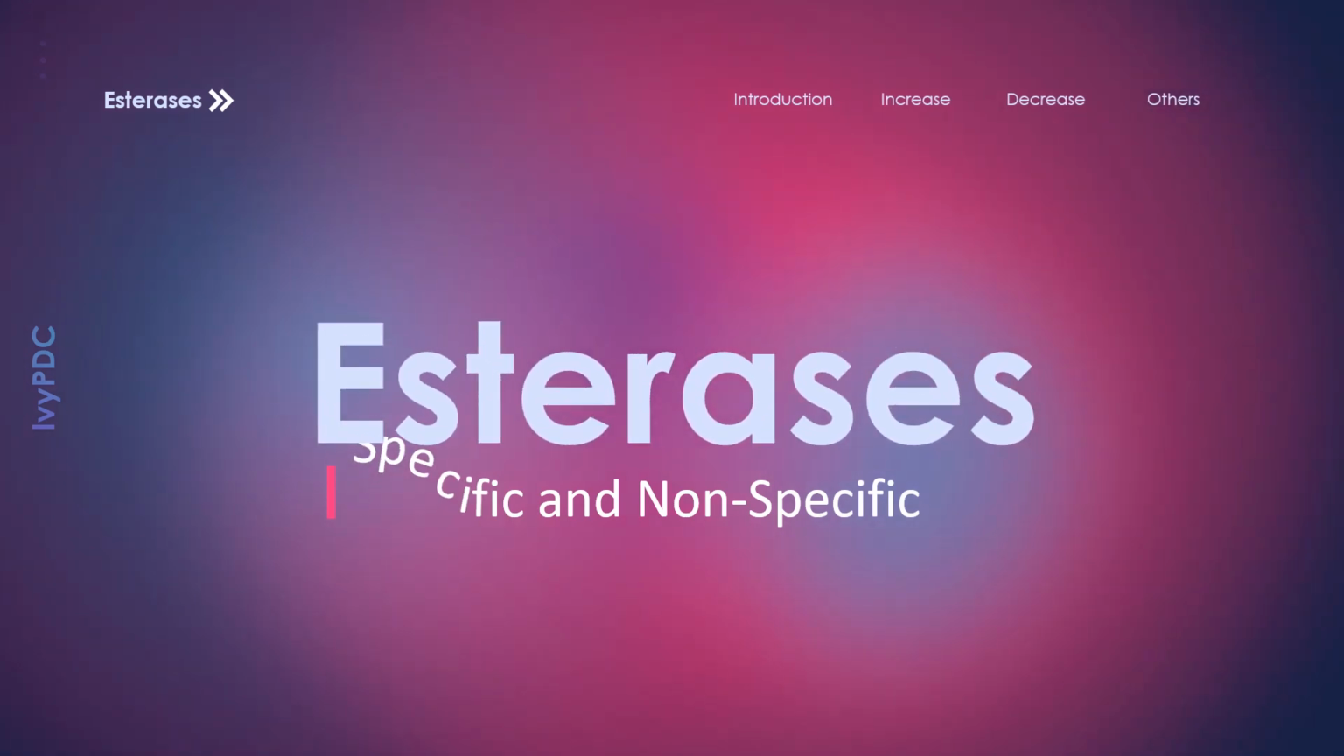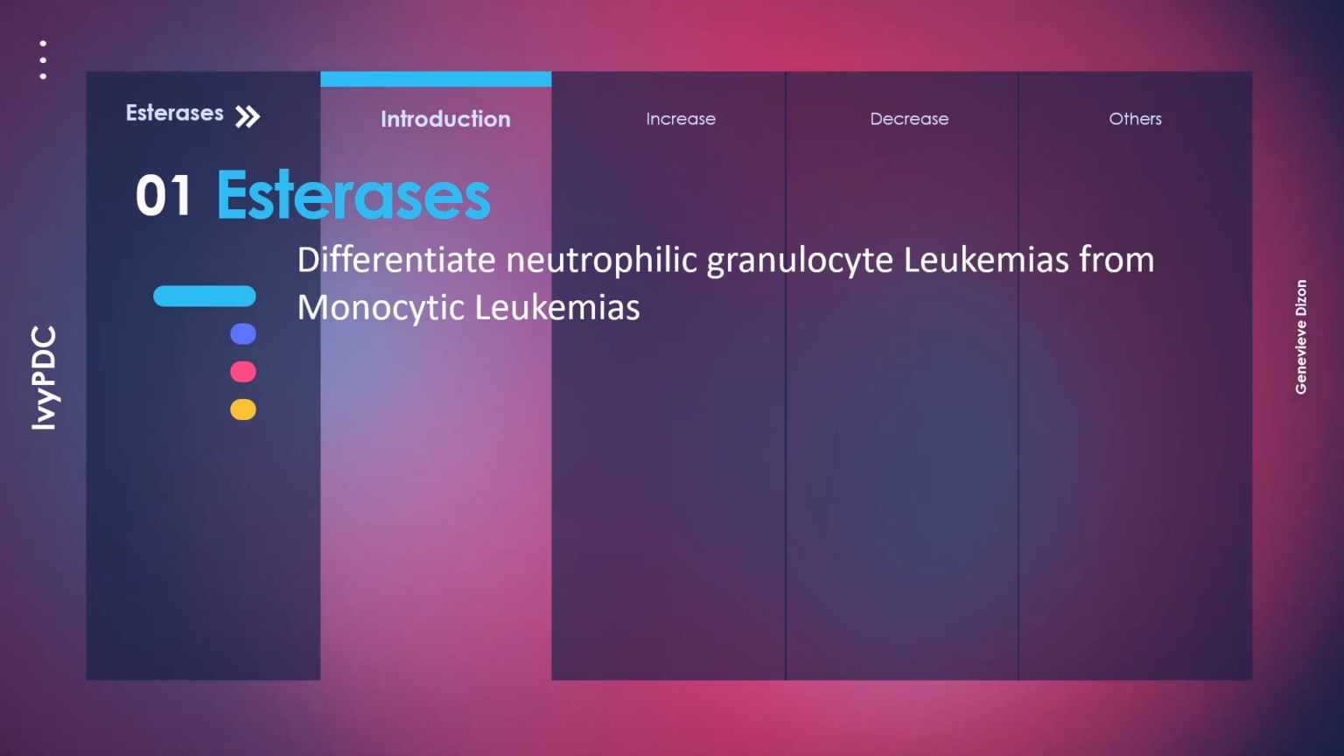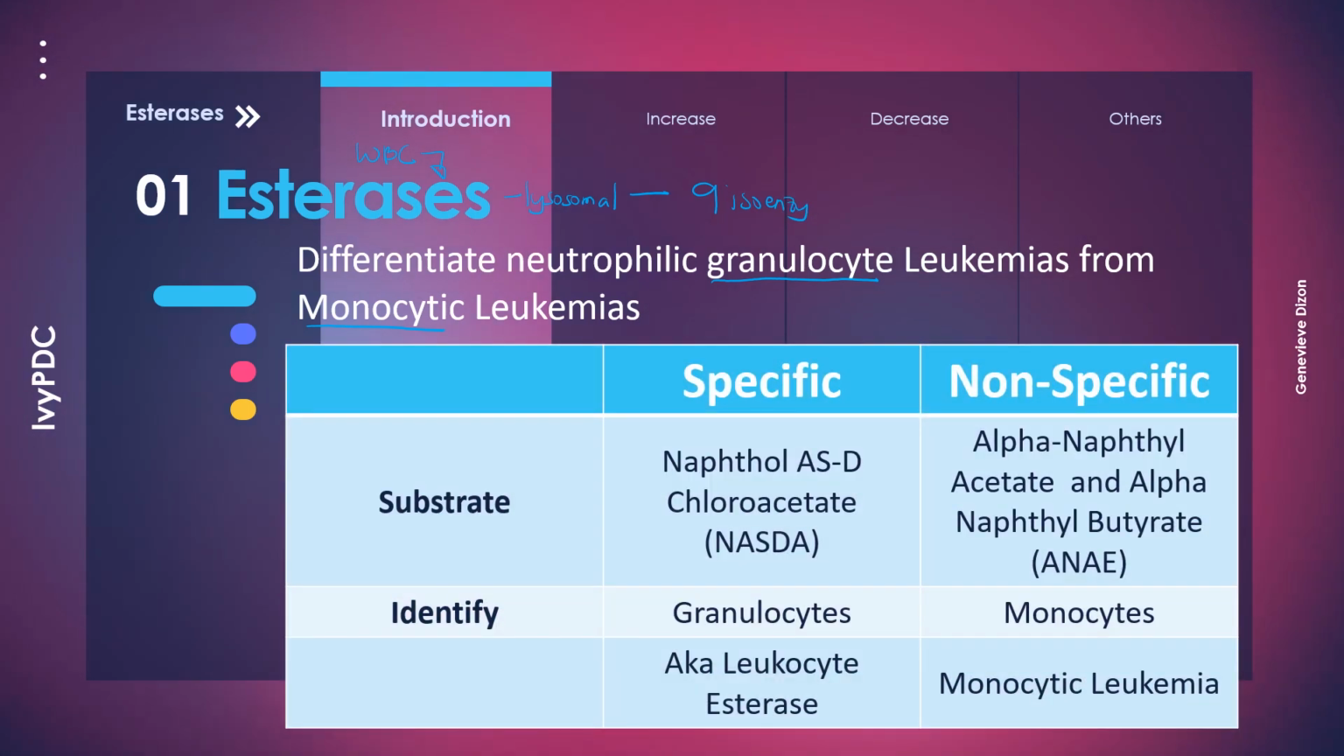The next set of cytochemical stains would be the specific and nonspecific esterases. The esterases are used to differentiate neutrophilic granulocytic leukemias from monocytic leukemias. That is because white blood cells contain esterases, which are lysosomal enzymes, and there are around 9 isoenzymes of esterases that may be found in leukocytes. Two substrate esters are commonly used. We have the specific and the nonspecific.